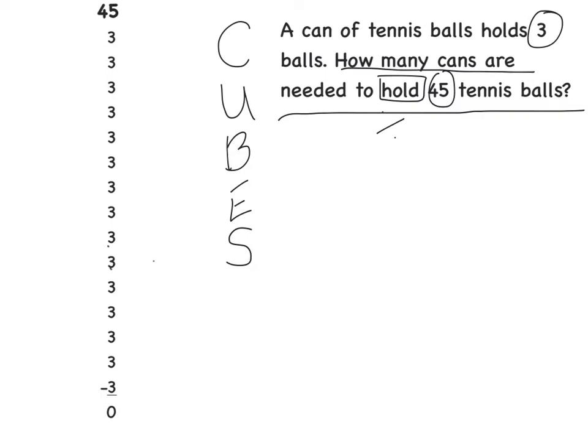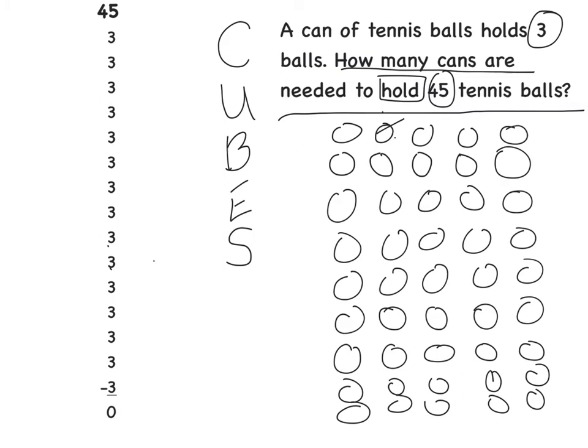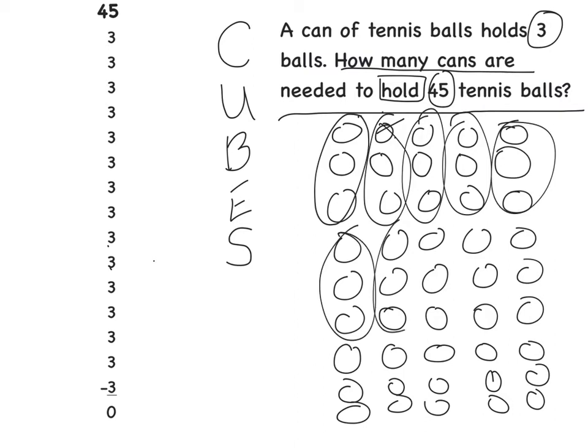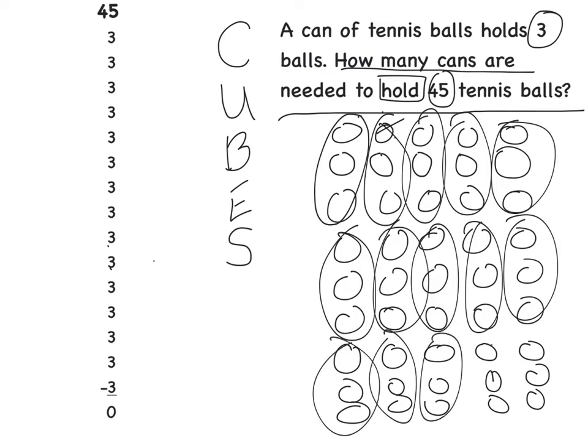Now there are 2 ways to solve this problem. One way is to draw a picture, which we've done before. So first off, I'm going to draw how many I have total, so that would be 45. So I'm going to draw 45 tennis balls. Then I'm going to group up every 3 tennis balls to see how many groups I'll have. So there's 1, 2, 3, 4, 5, 6, 7, 8, 9, 10, 11, 12, 13, 14, 15. So that means that there would be 15 cans that can hold 45 tennis balls.